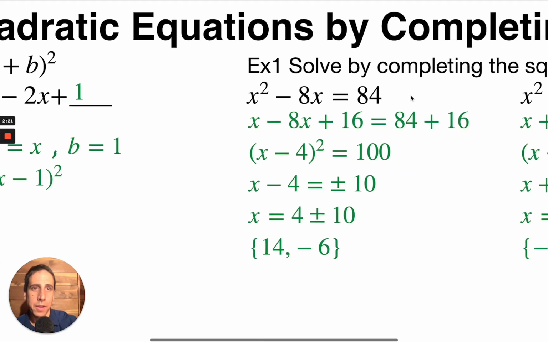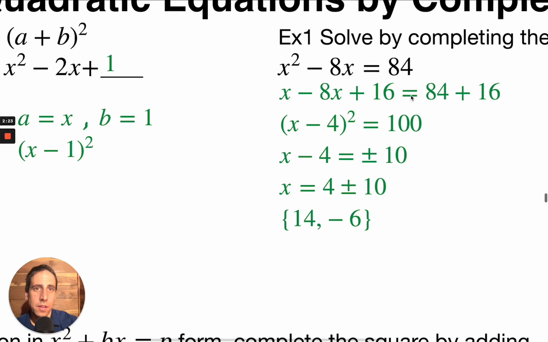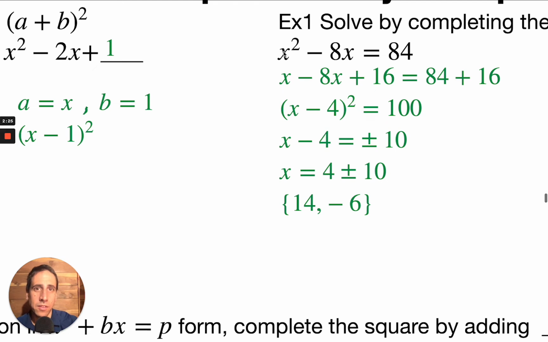So let's solve by completing the square. Here, this is x squared minus 8x. This is not a perfect square trinomial. It is not in a squared plus 2ab plus b squared format. But we can make it be in that format by completing the square, by adding 16 to both sides.